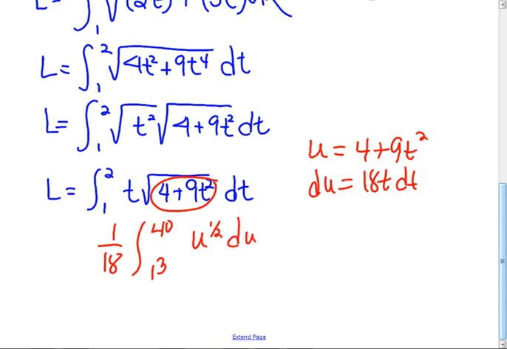But it's rare that you're going to be able to pull something out and get a u substitution to work. You're going to have sines and cosines and things like that. So that's not going to happen.